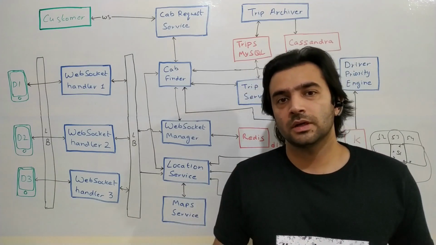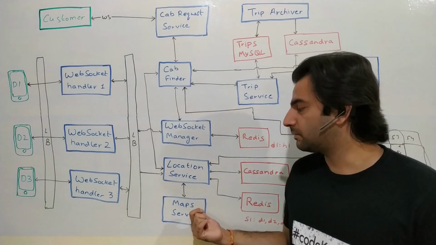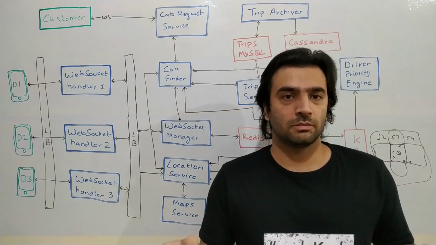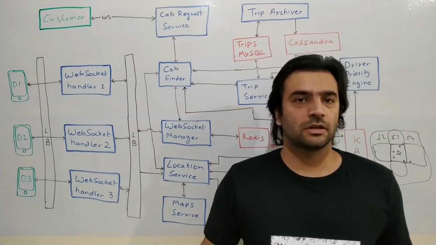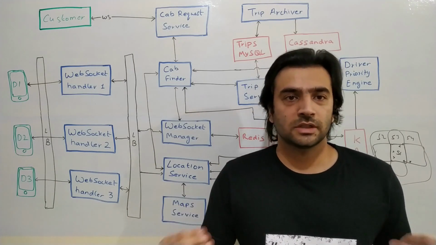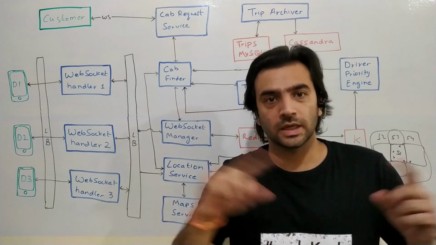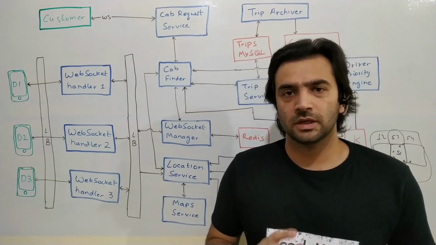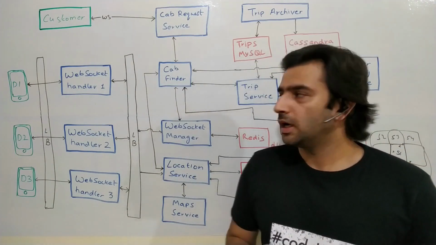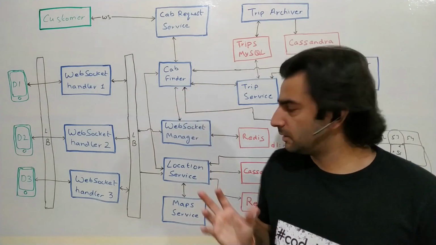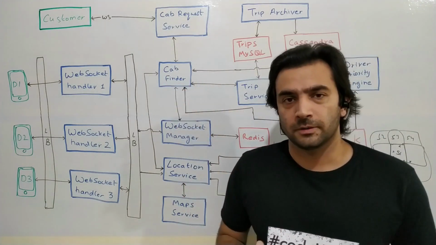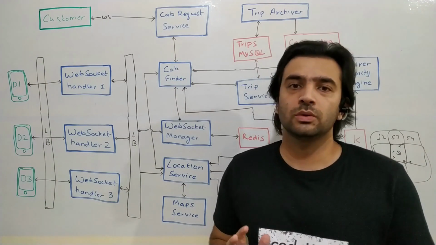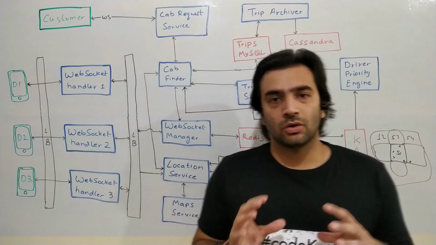Now distance between a customer and a driver is also something map service is good at. Remember, it is able to identify the distance between 2 points. So it can identify the distance between customers and drivers taking into account the road distance, not the aerial distance. Now let's say it got some 5 to 10 drivers who are close by to the customer. Location service will return it to cab finder. Now we need to identify one driver out of these 10 who will do the trip. Now there comes something called modes.